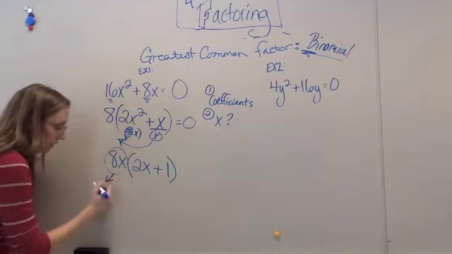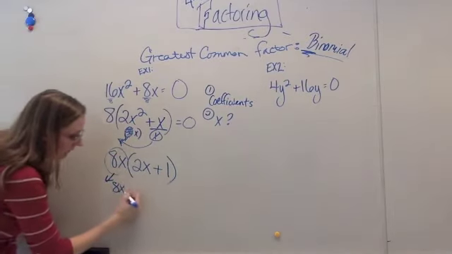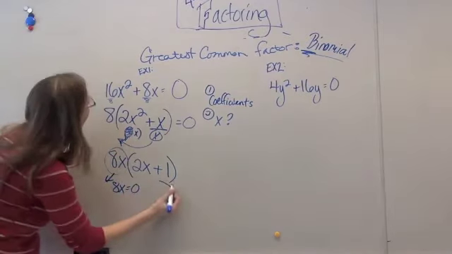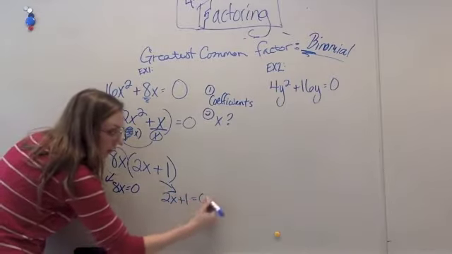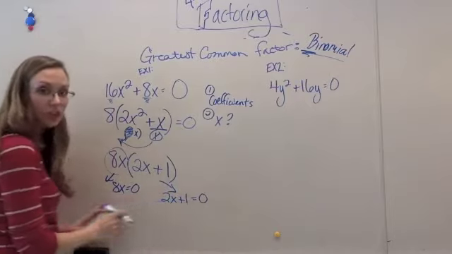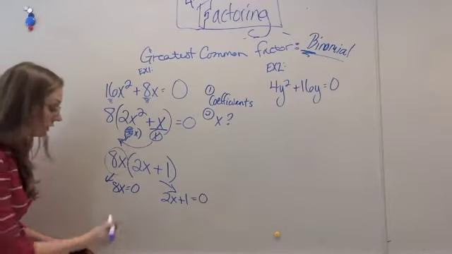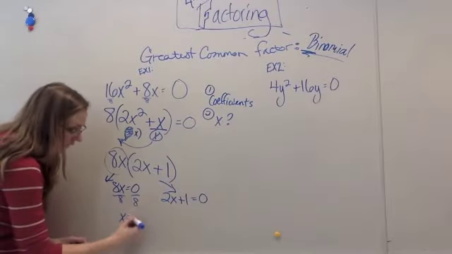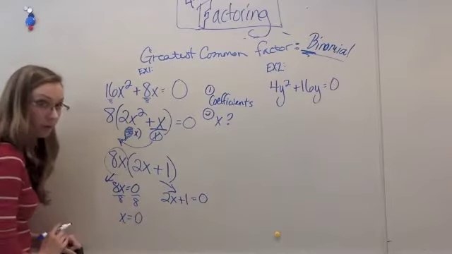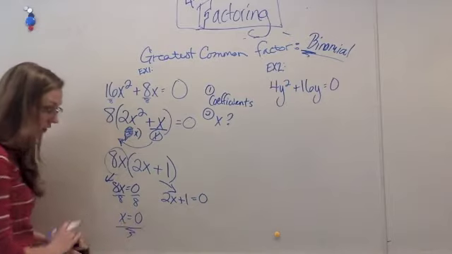So this piece could be 8x equals 0, and this piece could be 2x plus 1 equals 0. When we solve each of these, they are going to be our 2 solutions. So to get x alone, divide by 8, I get x equals 0 over 8, which is just 0. That's one of my solutions.